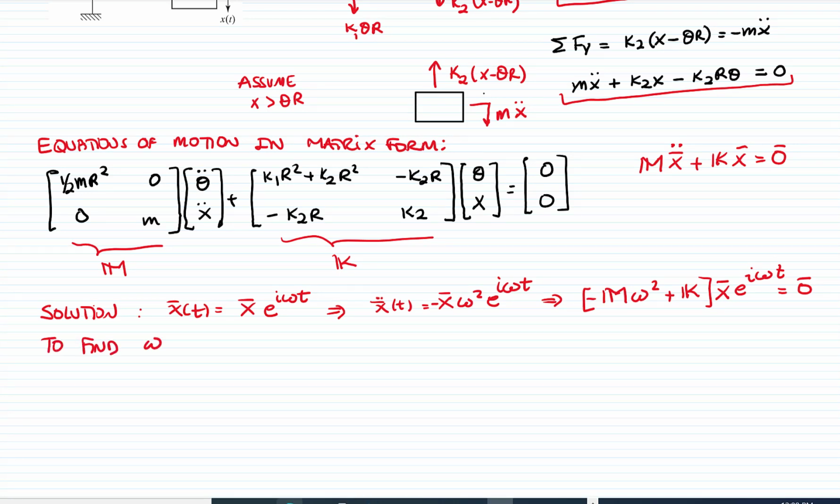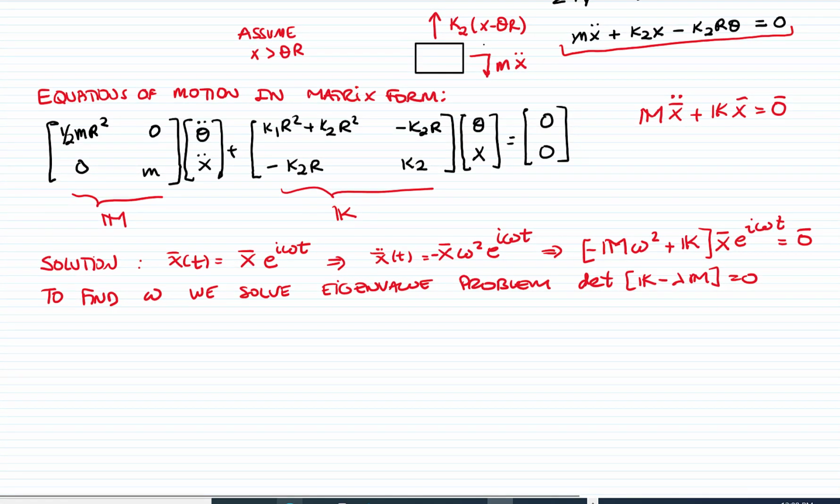And since this is a matrix, we have to calculate the determinant of that matrix. So therefore we solve the eigenvalue problem. And for that, we solve the determinant of k minus lambda m, k being the stiffness matrix, and m being the mass matrix.